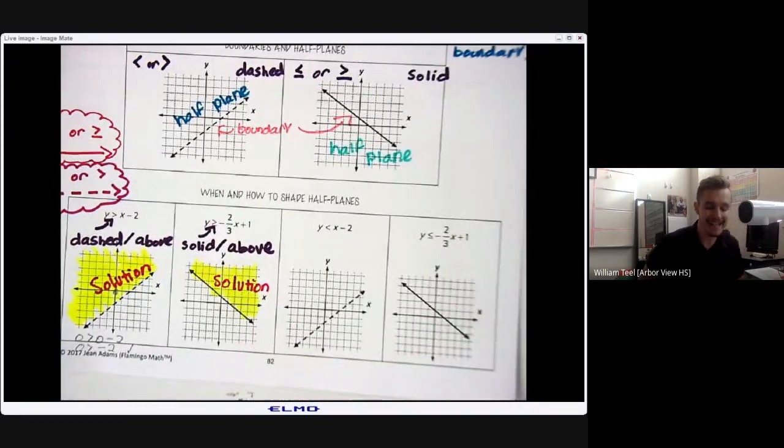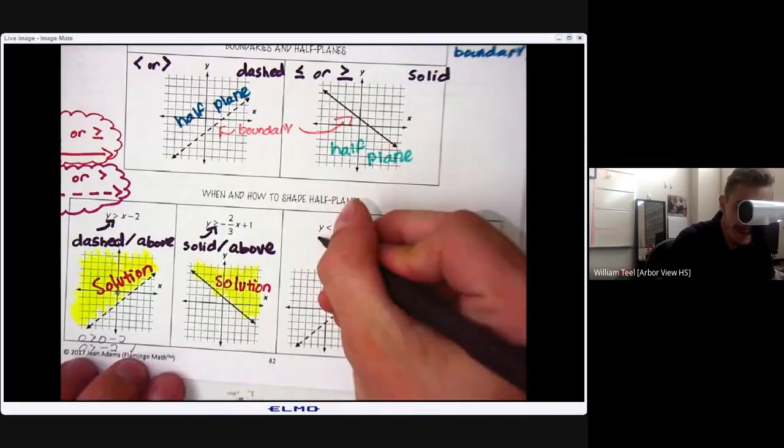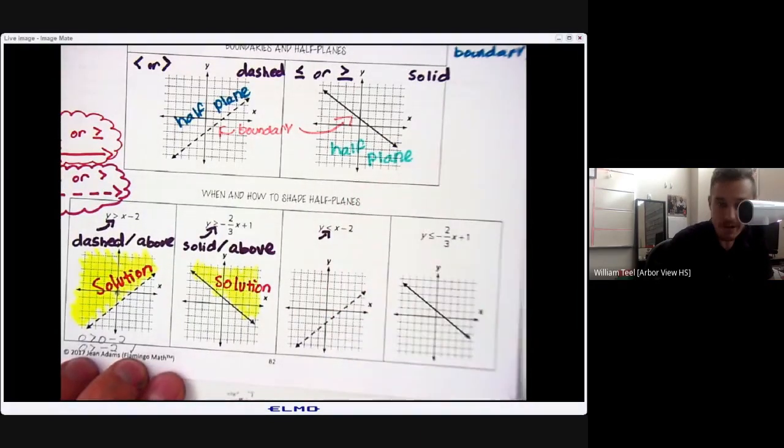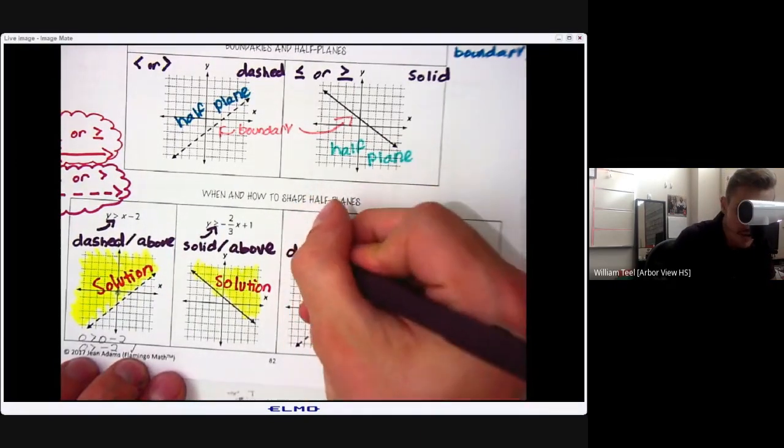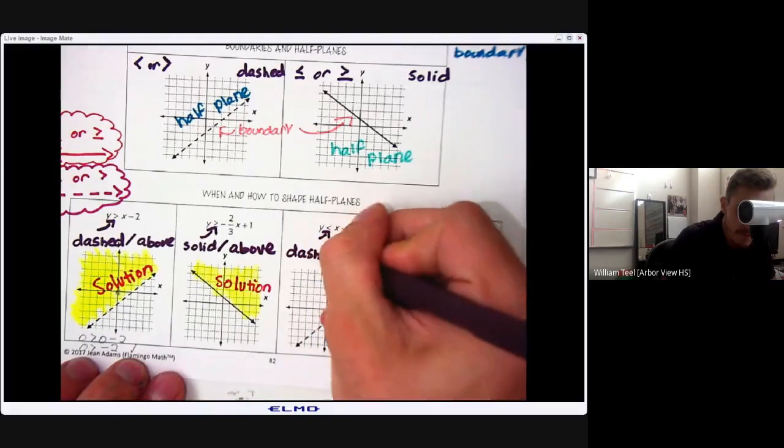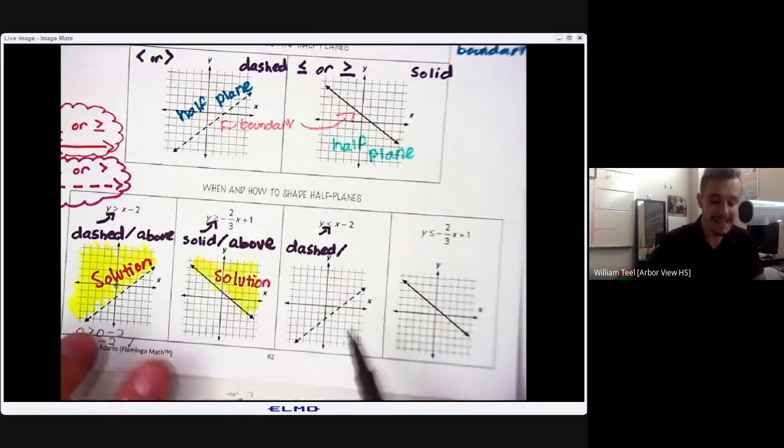Let's look at example number 3. y is less than x minus 2. So the first thing I'm going to do is look at this inequality. As you can see, there's no line underneath, so this is going to be a dashed line. So my boundary is going to be dashed, as we can see from the graph.